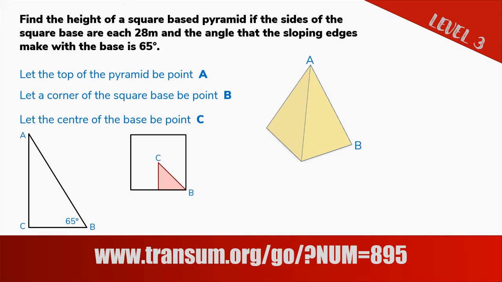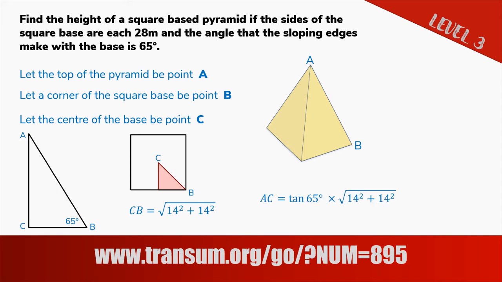Now CB, from the center of the square base to the point B, I don't know that length, but just as with the other questions that we've done, we can use Pythagoras, and this time it's half the length of the sides of this square base that form the shorter side of this red right angle triangle. So I'm sure you can see that CB will work out to be the square root of 14 squared plus 14 squared, where 14 is half of that 28.